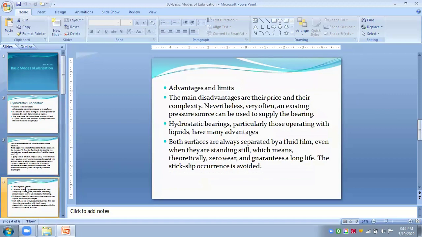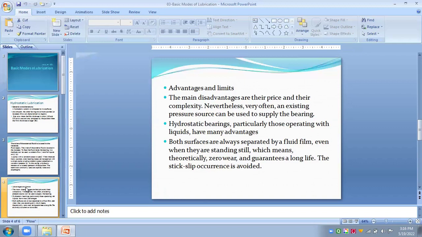So we are discussing here hydrostatic lubrication. In this lubrication, what are the various advantages and limitations over other lubrication methods? We can see now. The hydrostatic bearings can take high load even at exceptionally low speed, meaning their load carrying capacity is high. They have very low frictional losses, even at starting, and they have high positional accuracy.